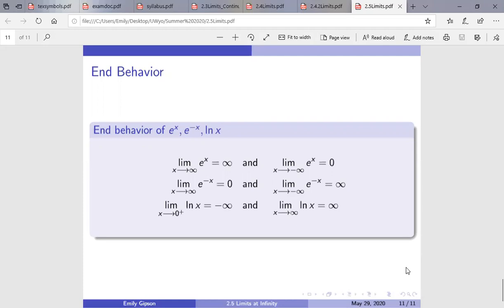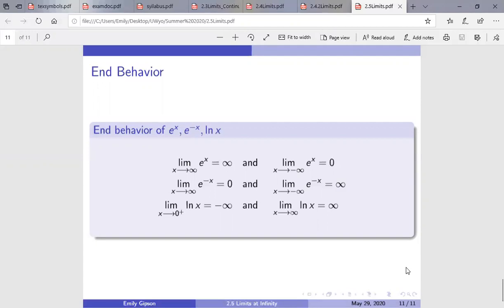So the limit of e to the power of x as x approaches infinity is infinity, whereas the limit of e to the x as x approaches negative infinity is 0. So we can sketch those functions, and you'll see pictures of those later. The limit of e to the negative x as x approaches infinity is 0, and the limit of e to the negative x as x approaches negative infinity is positive infinity. So throwing that negative sign in our power really just flips which answer we're going to get.